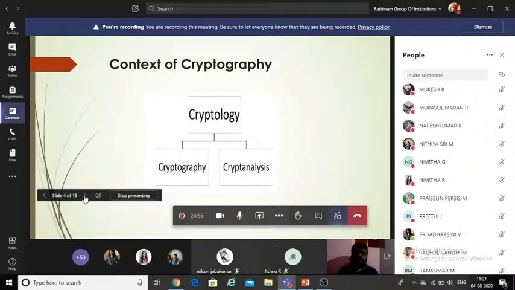Next one, context of cryptography. In the first class I think we have discussed this. What are the concepts behind cryptography? The basic thing is cryptology. Cryptology is the collection of information about studies. In cryptology we have two parts: one is cryptography and the other is cryptanalysis.